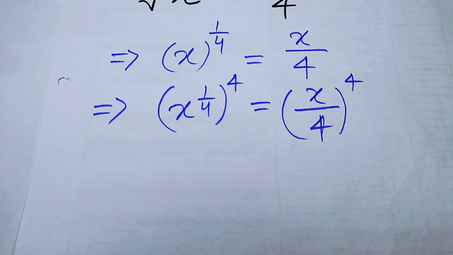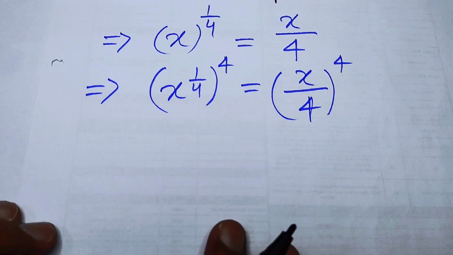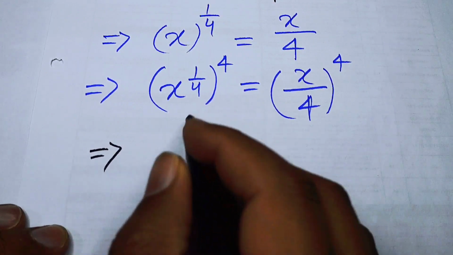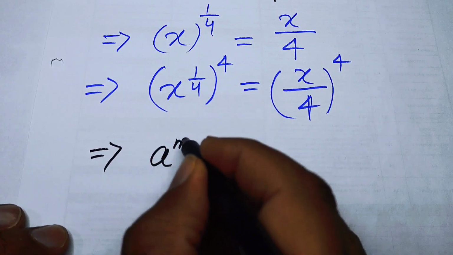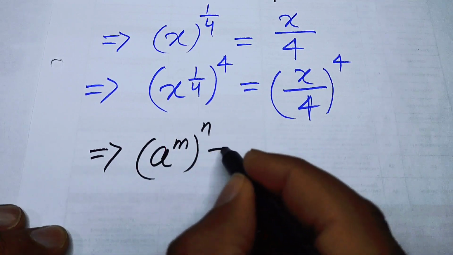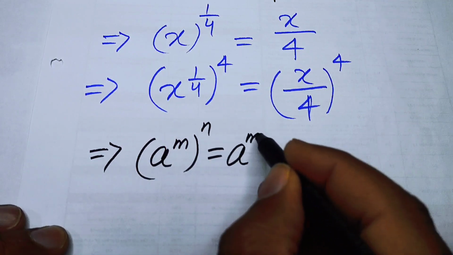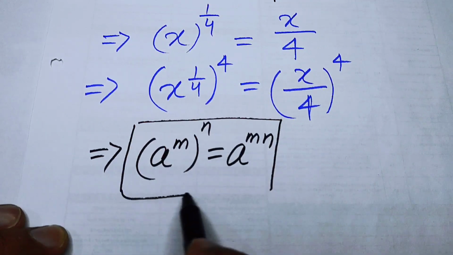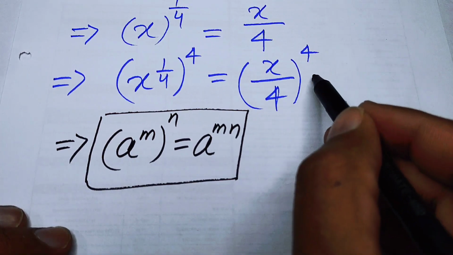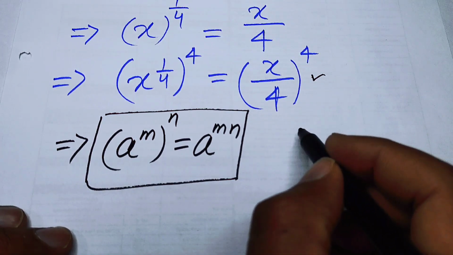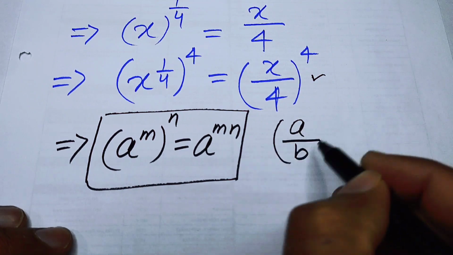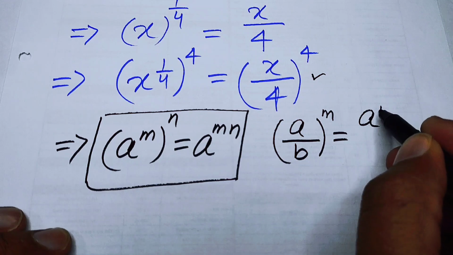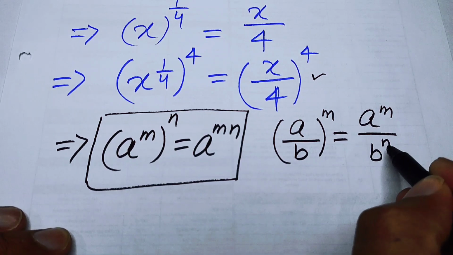Now here I can use two power laws or exponent laws. The first is defined as a to the power of m to the power of n is equal to a to the power of m times n. We can apply this exponent law on the left hand side. On the right hand side we can apply another exponent law: if we have a over b to the power of m, then we can write it as a to the power of m over b to the power of m.